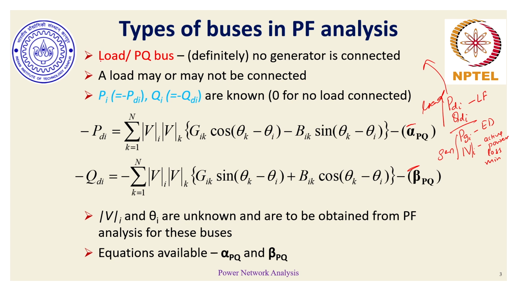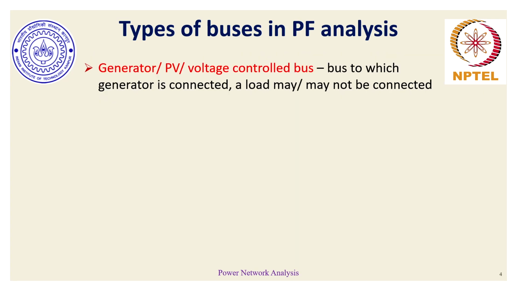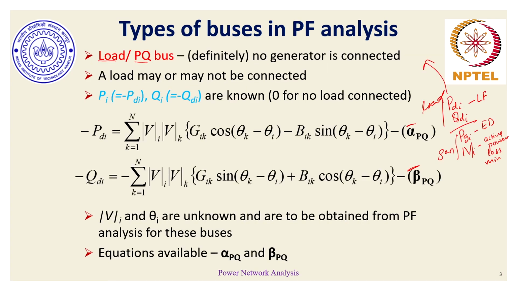That's where the first bus type, the load bus or PQ bus, comes in, where there is definitely no generator connected to such a load bus. A load may or may not be connected. The bus may only have a few incoming lines and a few outgoing lines through which the power is getting transferred. And since there is no generator connected to such a load bus, the injection at the ith bus becomes simply the corresponding negative of PDI and QDI.